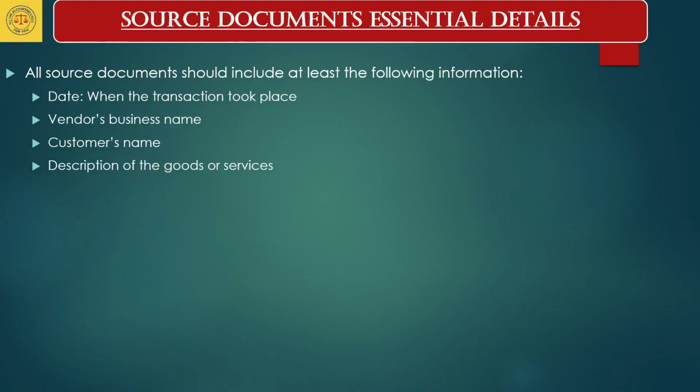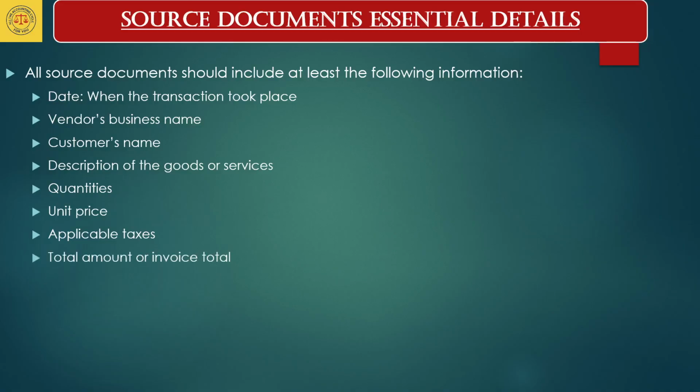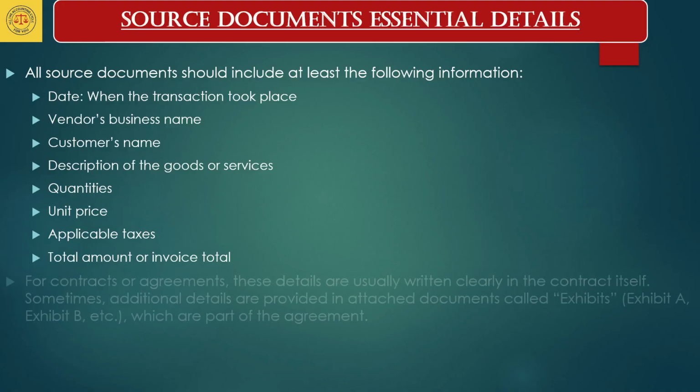Description of the goods or service, usually that happens. Quantities, unit price, applicable taxes, and also the total amount, or invoice total, or receipt total, depending. These days, especially when I go to the grocery store, they give you a receipt, but the receipt looks like an invoice at the same time. Receipt because that proves that you paid, and at the same time, it has all this description except for the customer name. So that's what it is.